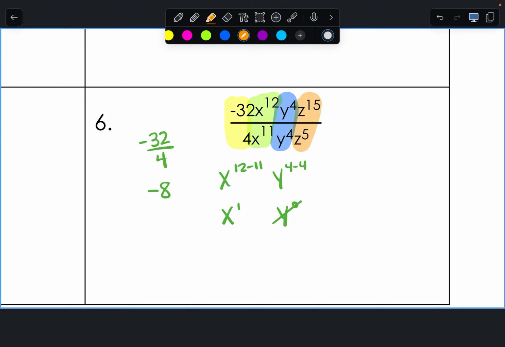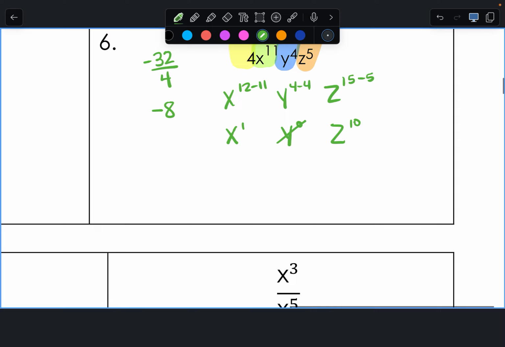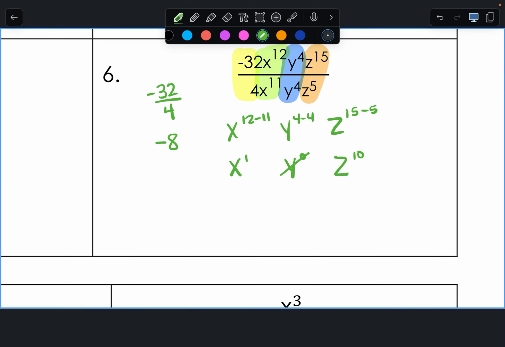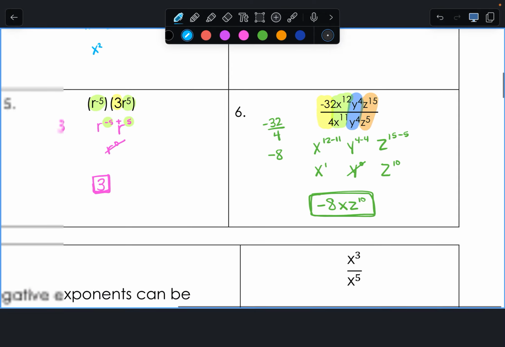And then z, we subtract: 15 minus 5. So you're left with -8 x z to the 10.